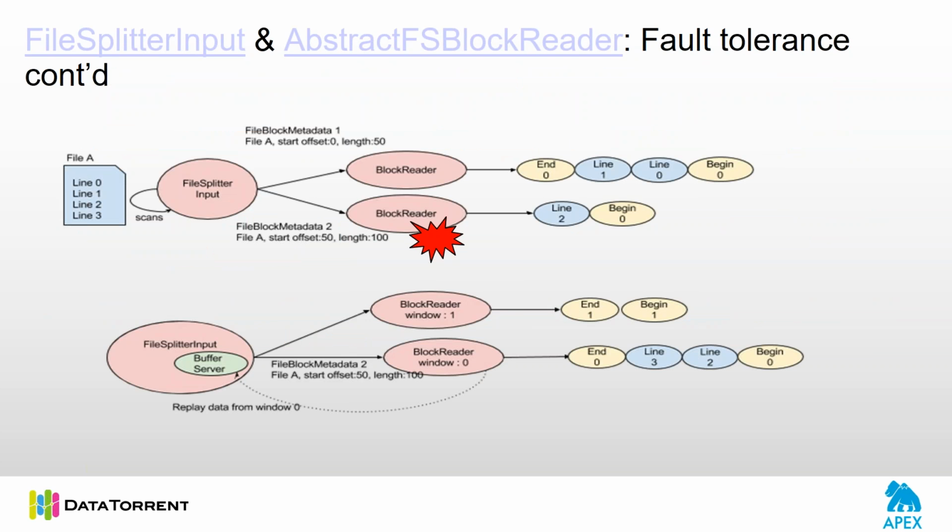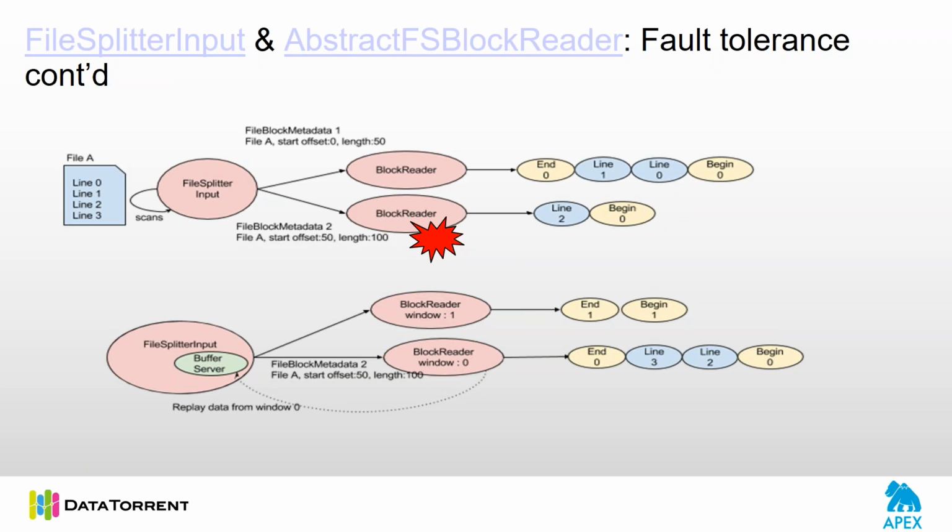Let's see with a simple example. In this, there's a file splitter which discovered file A and created 2 file block metadata tuples from it. There are 2 block reader partitions. Partition 1, which is the top one, starts reading file A from offset 0 up to length 50. Partition 2 opens file A from offset 50 up to length 100. The first partition completes Window 0 by emitting line 0 and line 1. The second partition, however, just emits line 2 and then it fails.